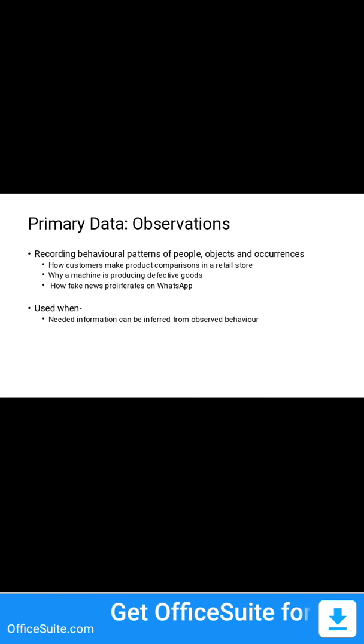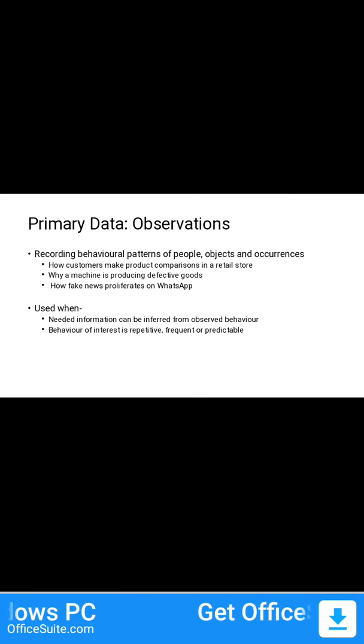So you go for observations when you can conclude something by observing the behavior. Again, you go for observation when the behavior of interest is repetitive or frequent or predictable. See, if it is not repetitive, if it is not frequent, let us say something happens once in 10 years, don't you think it is going to be a difficult task for you to go and observe it? You'll have to wait for 10 years.